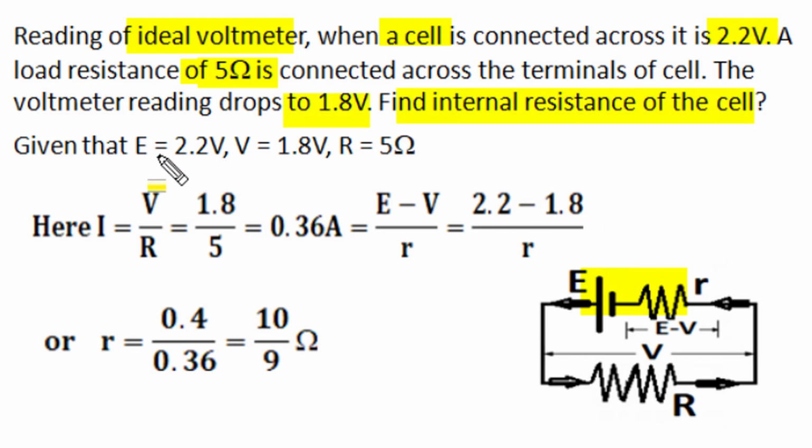So EMF in this case is 2.2 volt, and the terminal voltage with load resistance 5 ohm is 1.8 volt. We know that when terminal voltage and load resistance are given, the load current is terminal voltage divided by load resistance, and 1.8 divided by 5 ohm gives me 0.36 ampere current. And for internal resistance, the voltage drop is EMF minus terminal voltage. EMF in this case is 2.2 volt, terminal voltage is 1.8 volt, and the difference of 0.4 divided by circuit current 0.36 ampere gives me the value of internal resistance as 10 by 9 ohm.